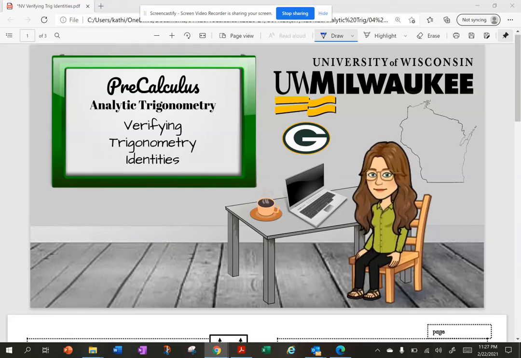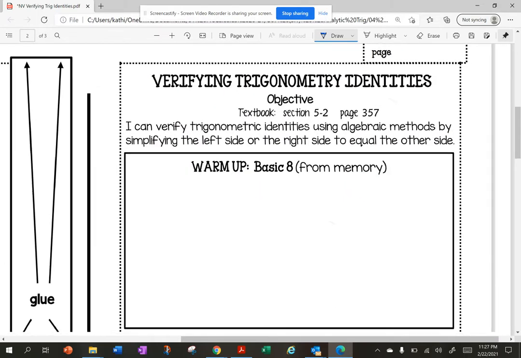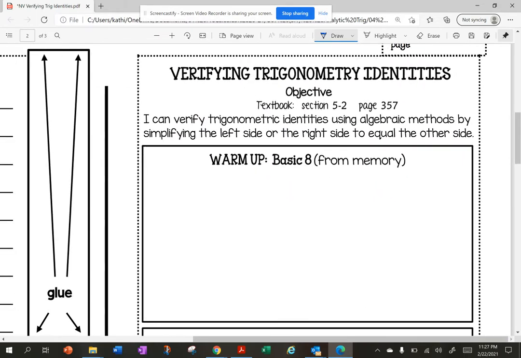Today's lesson is on verifying trigonometric identities. My learning objective is I can verify trigonometric identities using algebraic methods by simplifying the left side or the right side to equal the other side. For a warm-up, I want you to give me the basic 8. Can you pause the video and put in the basic 8?